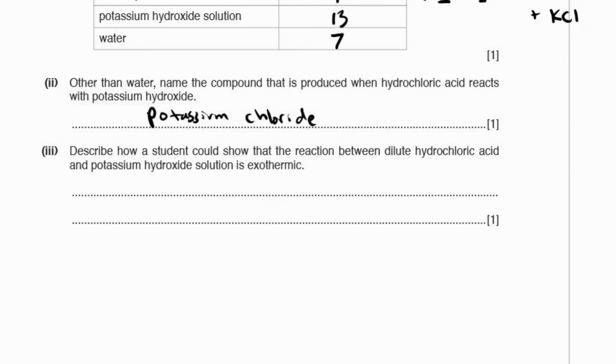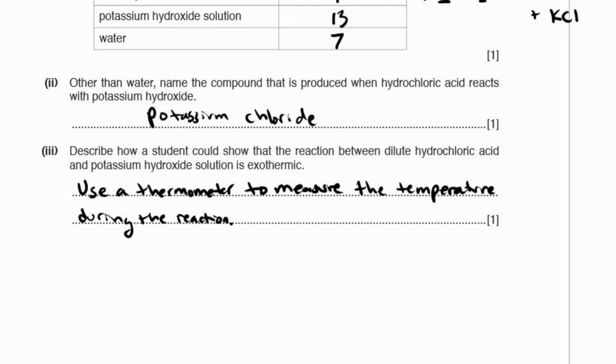solution is exothermic. Okay, exothermic means outside temperature. It means the temperature of the surroundings gets warmer. Okay, so first of all, the student would have to use a thermometer to measure the temperature during the reaction. So I'd use a thermometer to measure the temperature during the reaction, and because this is an exothermic reaction, the temperature will rise. There we go. The temperature goes up if it's an exothermic reaction.